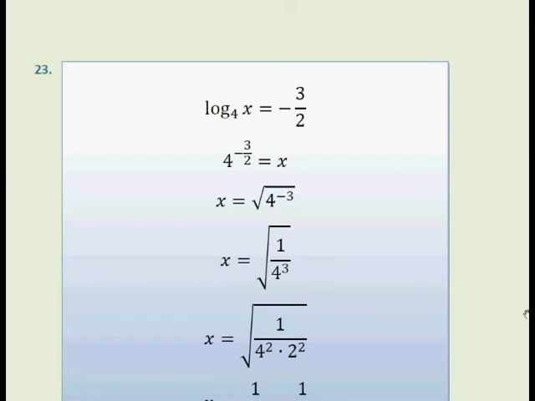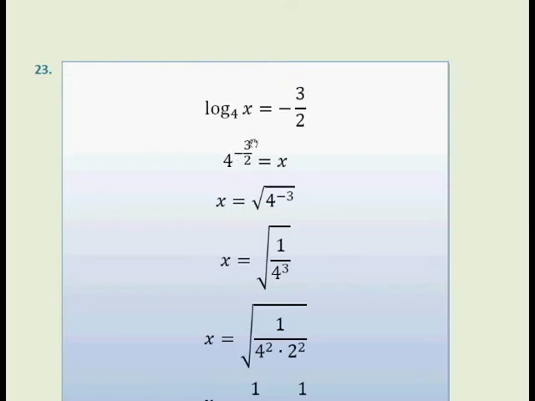Okay, on problem 23, we see that we're going to take the log base 4 of x is equal to minus 3 halves. This means that 4 is being raised to the minus 3 halves, and that will equal x. So we write it in exponential form first, like this, and then you just say x is equal to, and put this in radical form.